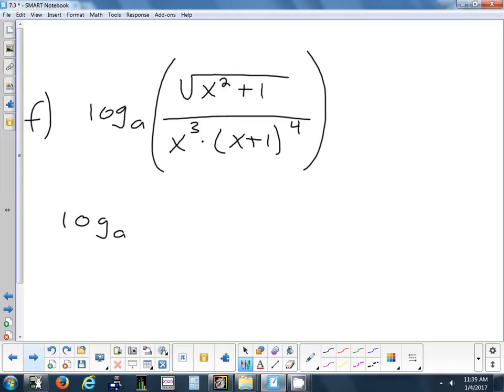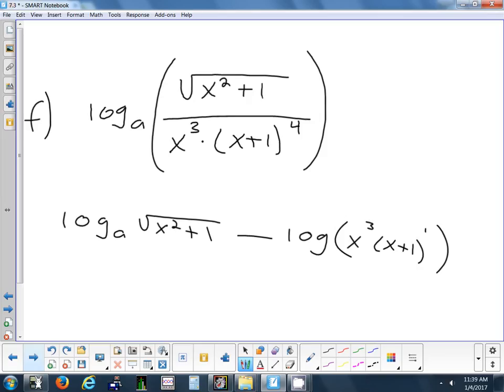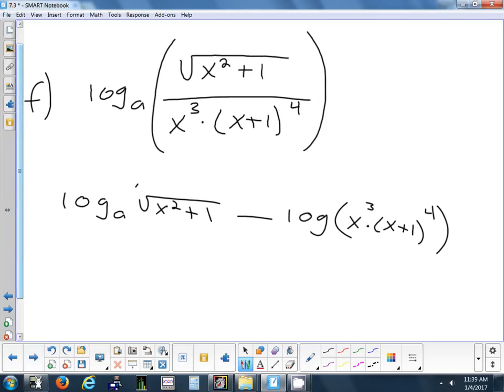The way you deal with the fraction is that it turns into subtraction: top minus bottom. So you're going to have top minus what's in the bottom. Now, at least what we've done is we've split what was a really complicated argument into 2 simpler arguments. So now we have square root of x squared plus 1. That's my first argument. And then x cubed times x plus 1 to the 4th. That's the second.